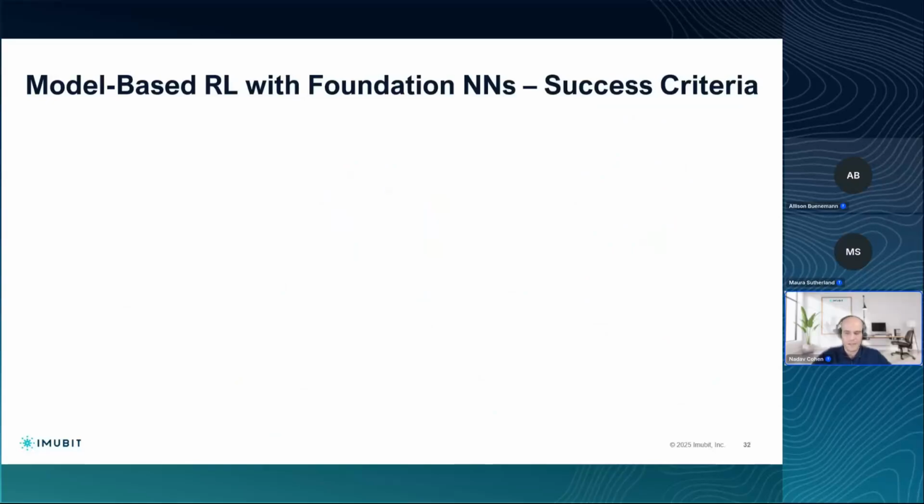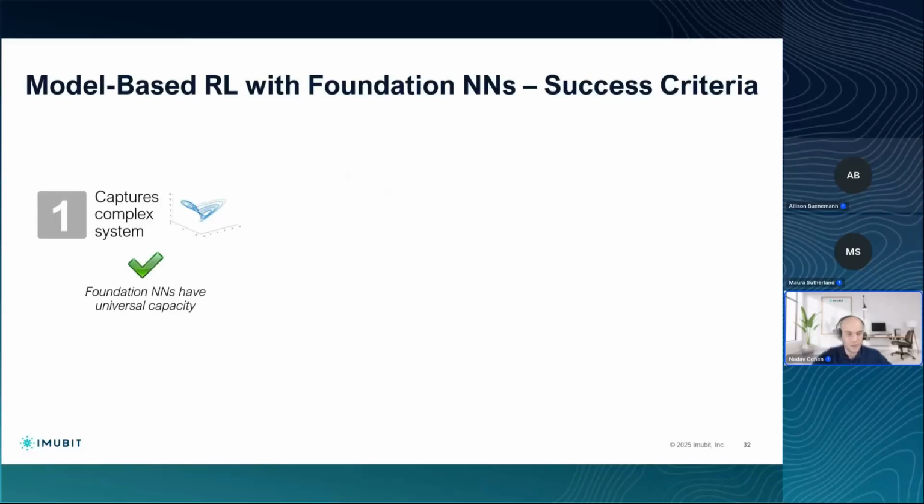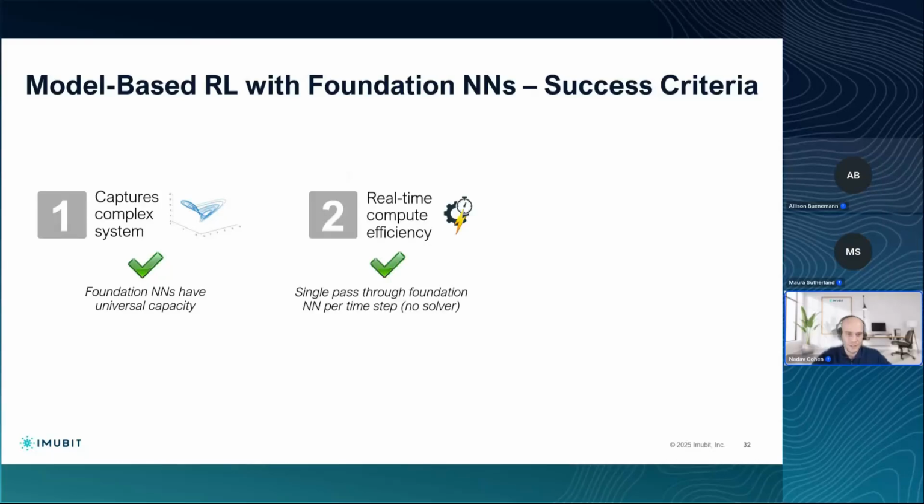Now let's talk about the success criteria that we saw before. So the ability to capture a complex system is there because you have a foundation neural network. It has universal capacity. The real-time compute efficiency is there because all you're doing in real time, every step, is just running a foundation neural network once. Even though that foundation neural network is very large, running it once is something that can easily be done in a few seconds, or even less.